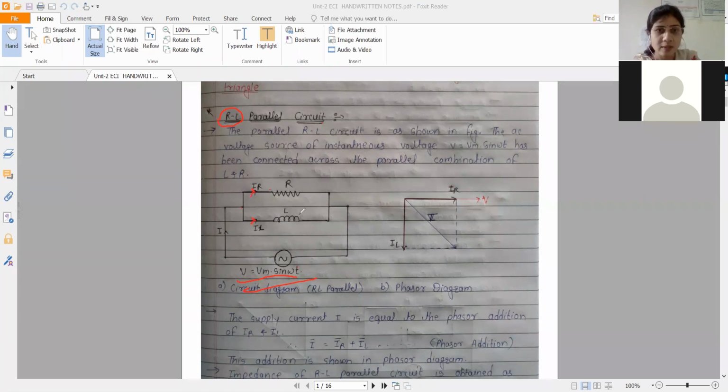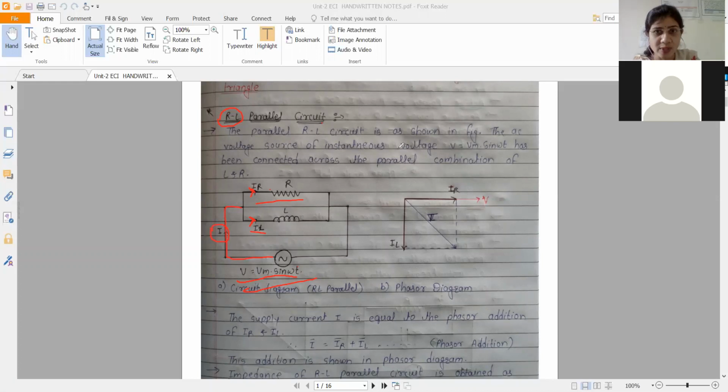So this resistance carries the current IR. Current flowing through the resistor is denoted by IR, and current flowing through this inductor is given by IL. And this I indicates the total current flowing in this circuit. अशा प्रकारे आपण parallel circuit draw करतो. I think it will be clear now. This circuit indicates the circuit diagram of the RL parallel circuit.